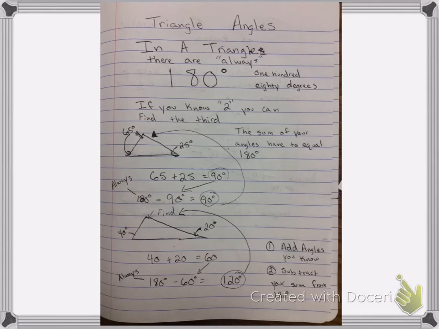Here we know that in a triangle there are always 180 degrees. If you know two, you can find the third. Add the two that you know together, subtract that sum from 180 to get your third angle.